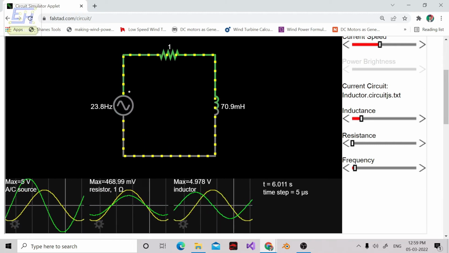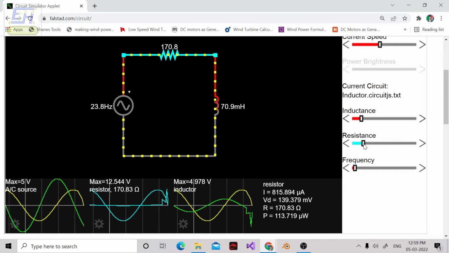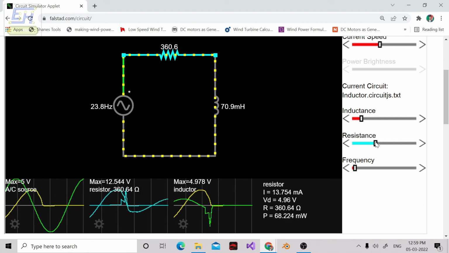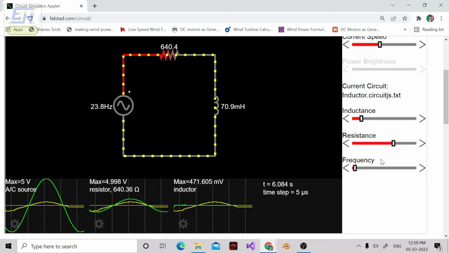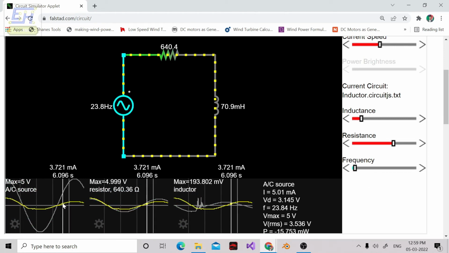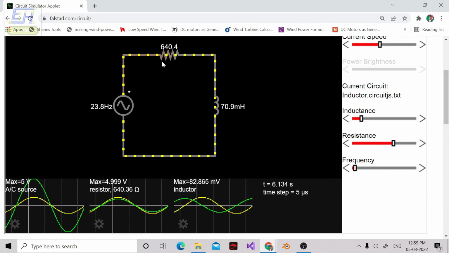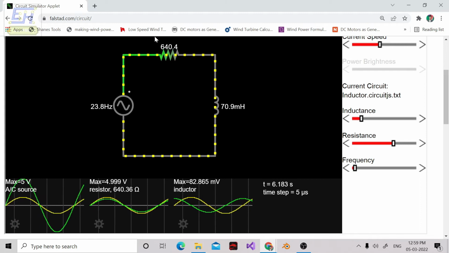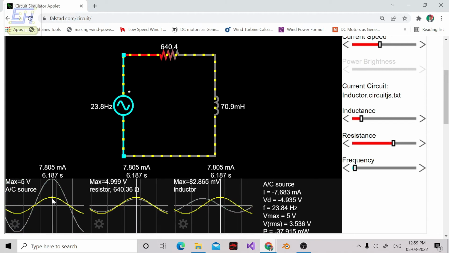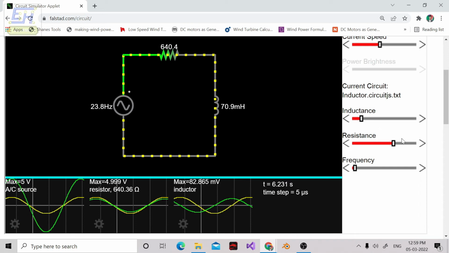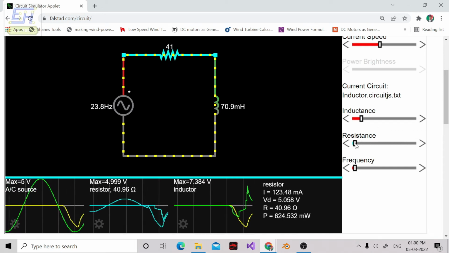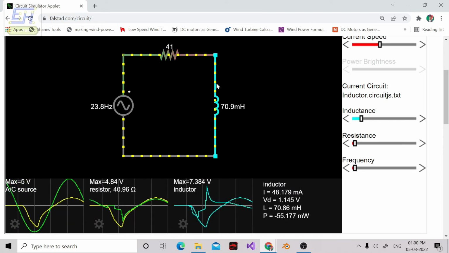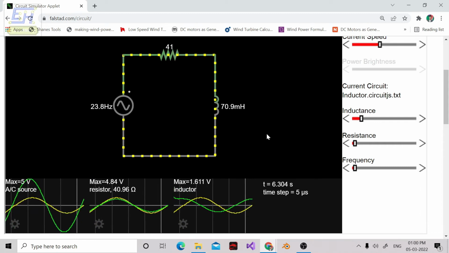And if you increase the value of resistance, you can see that I'm increasing. Again, by increasing the value of resistance, we are actually making the overall load more resistive in nature, and that's why these two waves are again in phase. And if we decrease it, then you'll get the phase shift due to the inductor. This circuit will be more inductive.